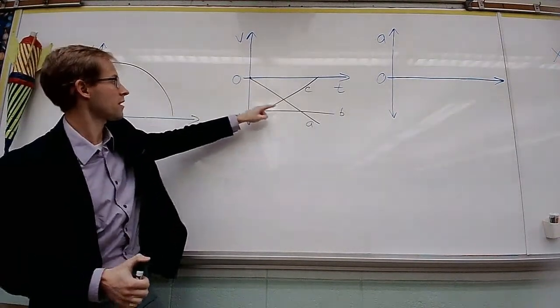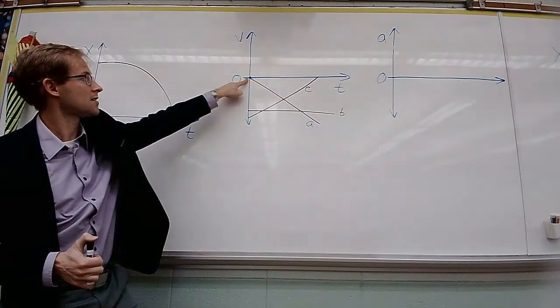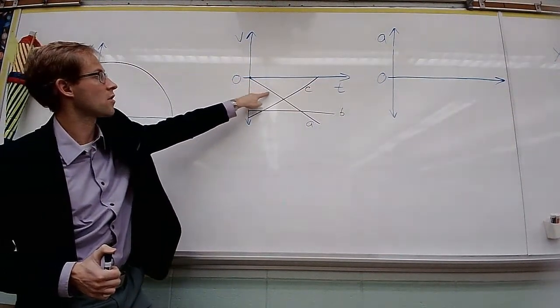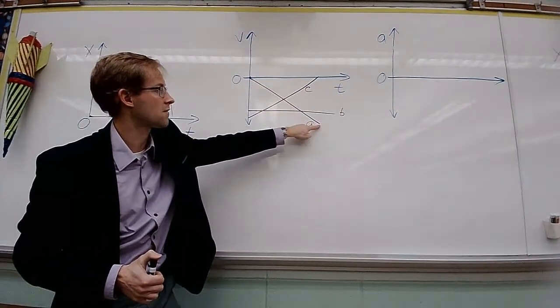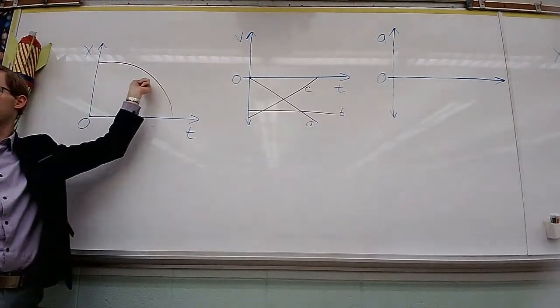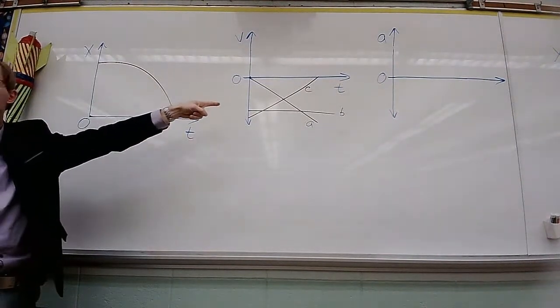So for letter A, we begin with a velocity of 0. And as time goes on, that velocity is going to be growing. And it's growing in the negative direction. Is that what's going on here? Yeah. So letter A is correct here.